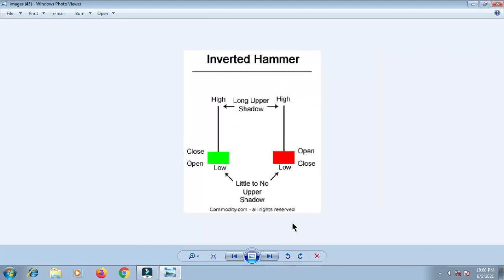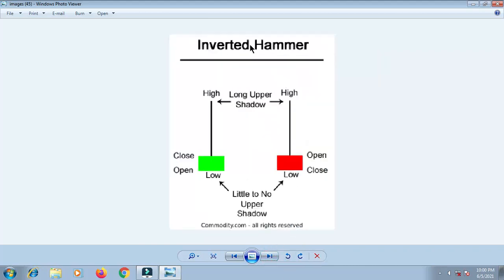Next is the inverted hammer. From the name itself we can make out that it is the opposite of the hammer, the inverted pattern. But it is not actually the opposite in meaning; it is also a bullish pattern. From the name it sounds like if a hammer is a bullish pattern, then an inverted hammer might be a bearish pattern, but it is not like that. Both the hammer and the inverted hammer are bullish patterns. The pattern looks different, like an opposite of a hammer.